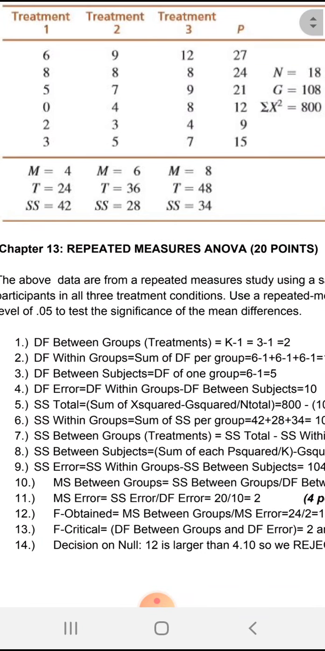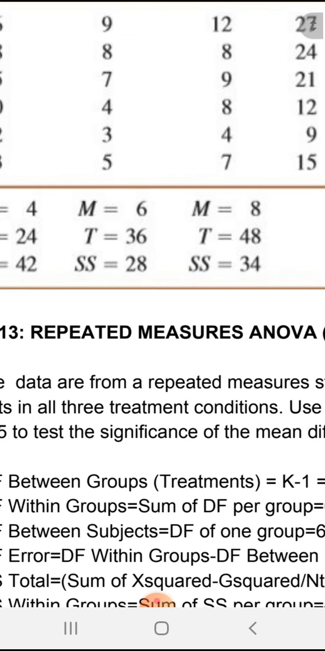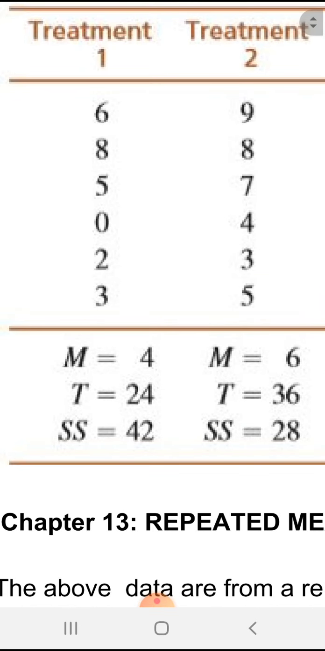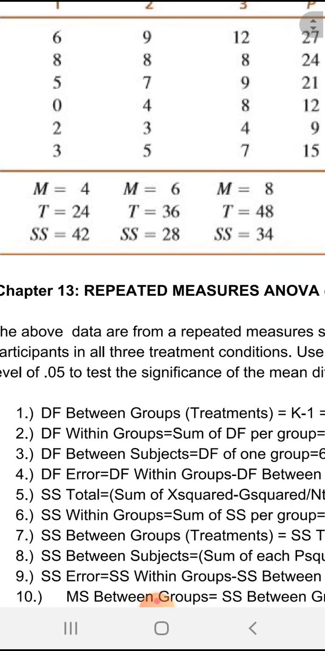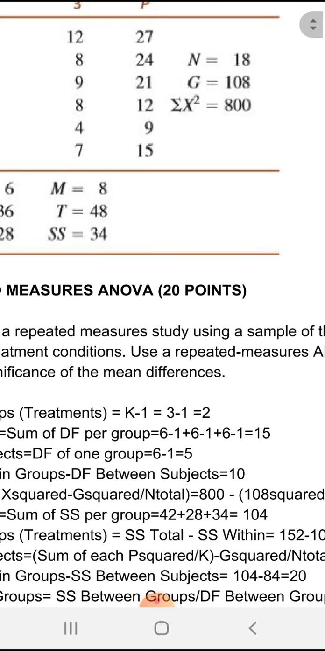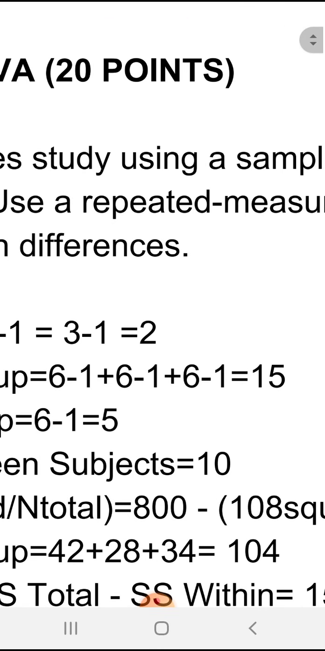Next, you get the DF within groups, which is the sum of the DF per group. So each group has 6 participants. So the degrees of freedom for each group would be n minus 1, which is 6 minus 1, plus 6 minus 1, plus 6 minus 1. That equals 15.